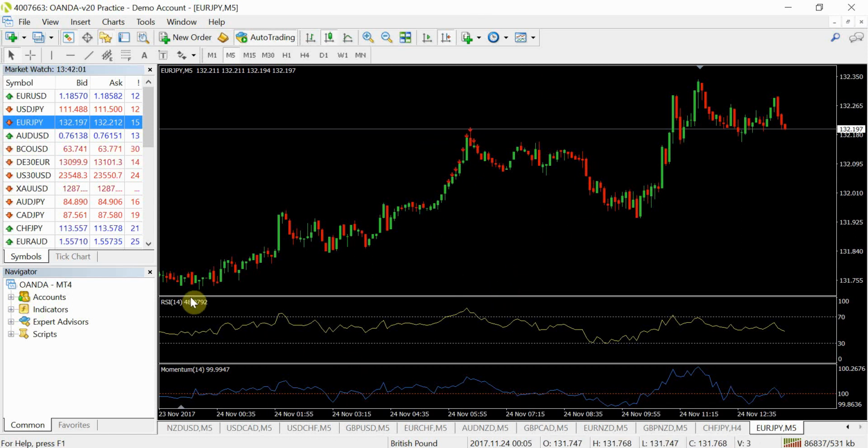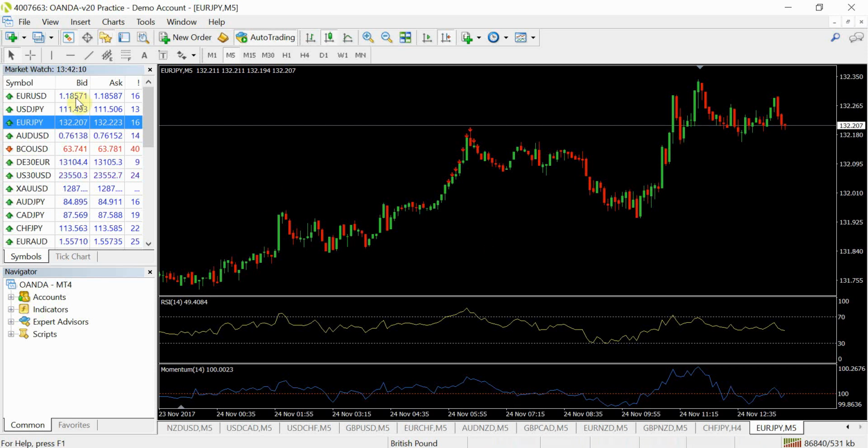It doesn't put anything at the bottom, so it's just the standard RSI and the standard momentum indicator that I like to use for divergence confluence factors, which we'll get to in a second. So just to show you how it works in terms of that.